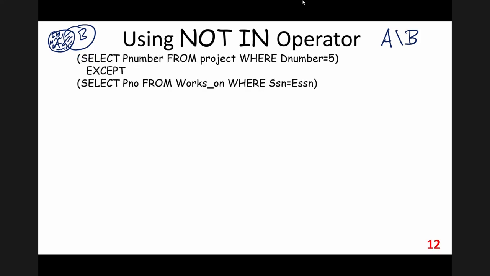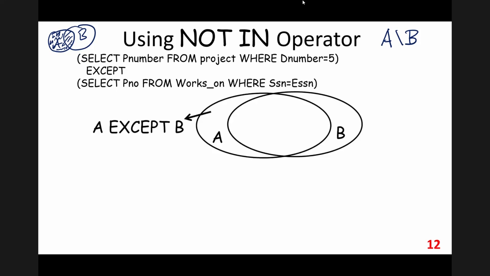Okay? All right. So here our goal, this is our objective. A except B, that part we want to represent. Okay? So this part we want to represent: in A, but not in B. Okay? In A, but not in B.